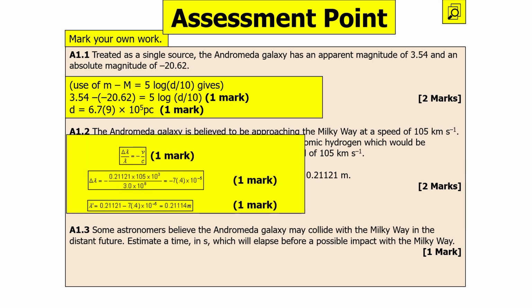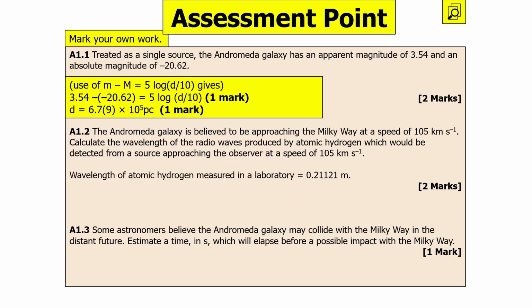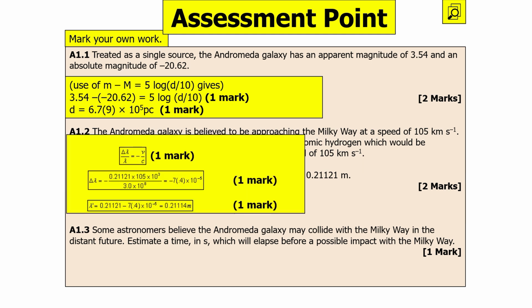In the next one, we use our equation from the Doppler shift. So change in lambda over lambda equals v over c. So you can work out what the change in lambda is, and we get 7.4 times 10 to the minus 5. Because we know, as it says here, it's approaching us, the wavelength is lower, so therefore we subtract it from the value, so we get 0.21114 meters.